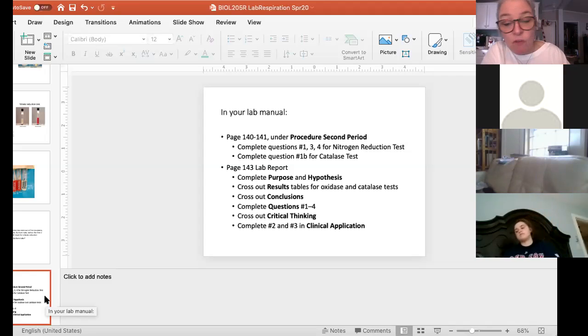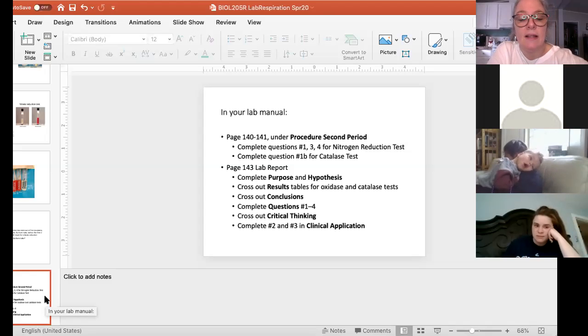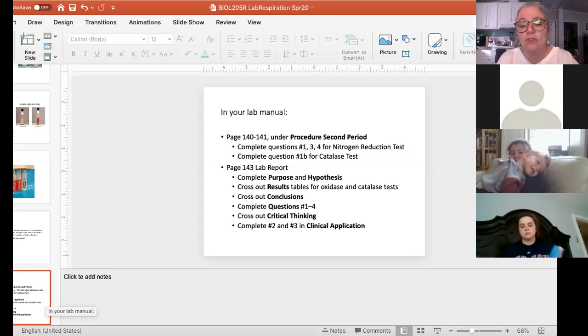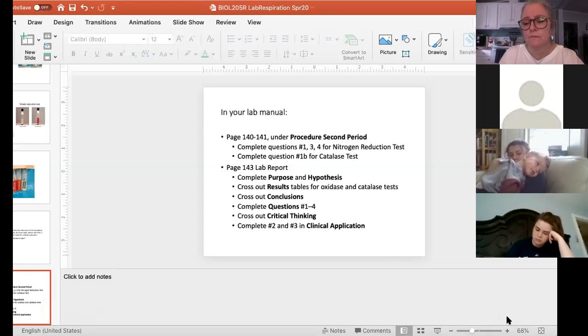Now, if you turn to page 143, that's where the lab report is for this exercise. I'd like you to complete the purpose and the hypothesis. But again, you can then cross out the results tables for the oxidase and catalase tests. And then if you turn to the next page, you can also cross out the conclusions questions, because those are really based on laboratory results from cultures. So go ahead and cross out conclusions. I'd like you to complete questions 1 to 4.